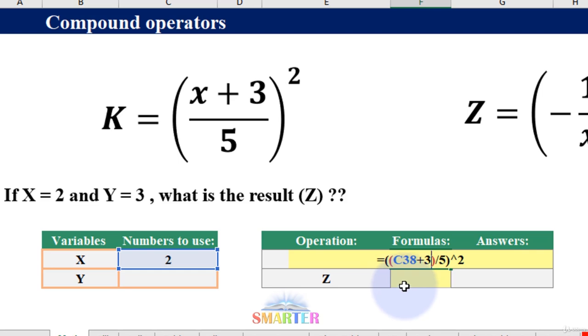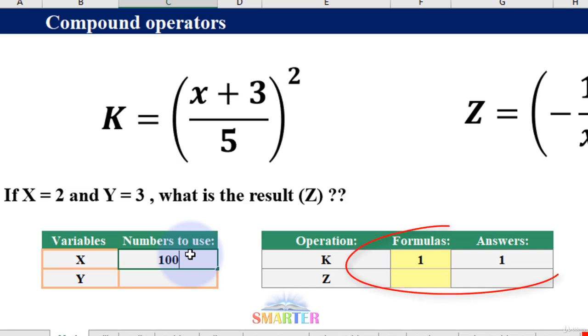Also, if you want to update the x variable and use another number, say you want to use 100, once you press enter, the formula will be updated and the answer will be updated according to the new value of x. Like that. Okay?